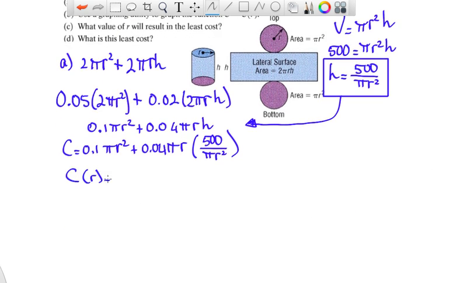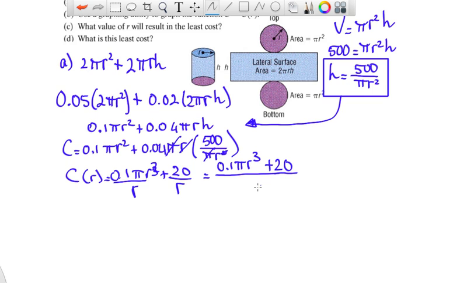So the cost as a function of its radius is 0.1 pi r squared plus, pi cancels, the r squared cancels with the r, and 500 times 0.04 is 20. So 20 over r. And we're going to write this as one rational function. So the denominator here should have been r. So to make this over r, I need to make this an r squared. So it's 0.1 pi, sorry I said r squared, but I need to make that r cubed, plus 20, all divided by r. So there's the function that represents the cost. I do need to make sure, of course, that the radius is larger than 0. Okay, well that's it.